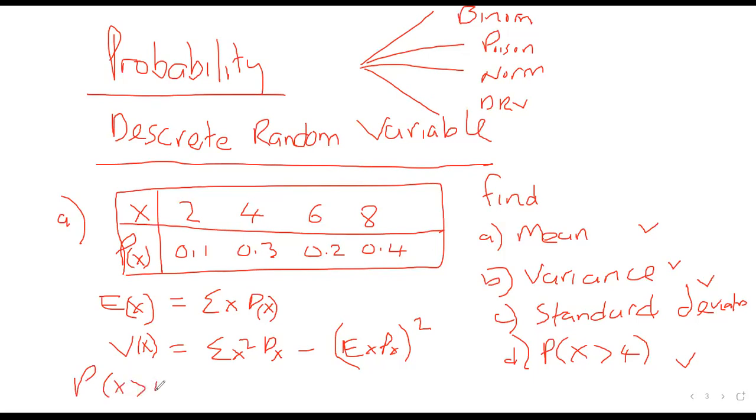Probability x is more than 4. Which numbers are more than 4? The probability of x equal to 6 plus 8. So what's the probability of 6? 0.2. And the probability of 8? 0.4. So what is the total probability? 0.6. Okay, so that is how you're supposed to do that. Any questions so far? Anyone lost?